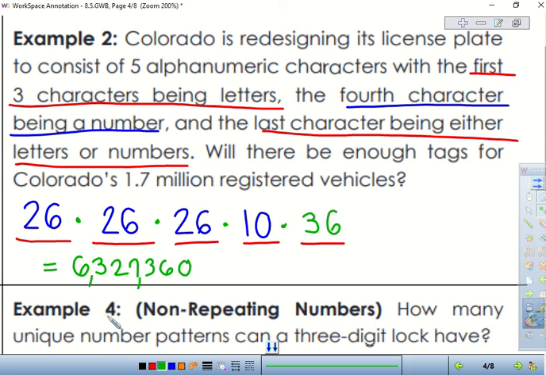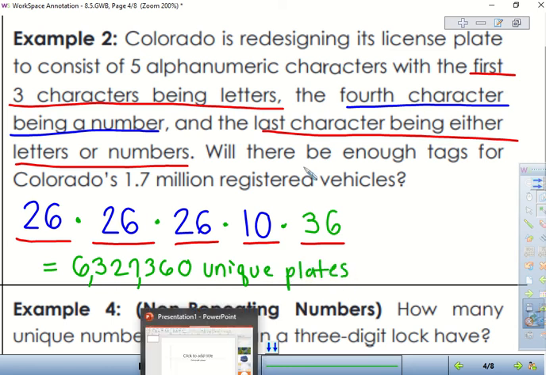So 6,327,360 unique license plates. Okay. These are unique plates.